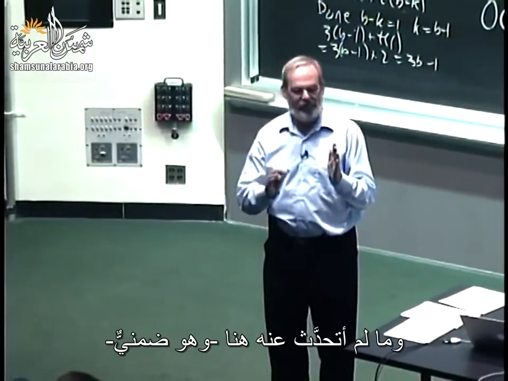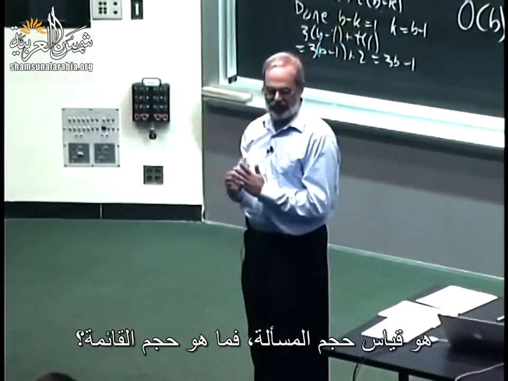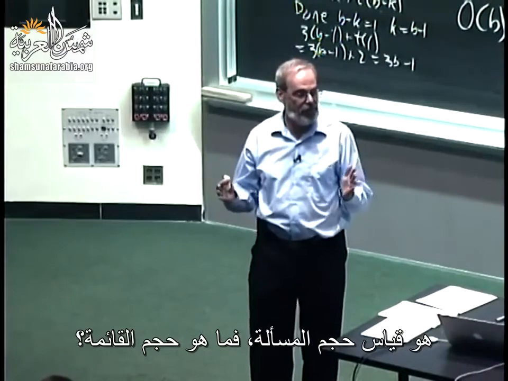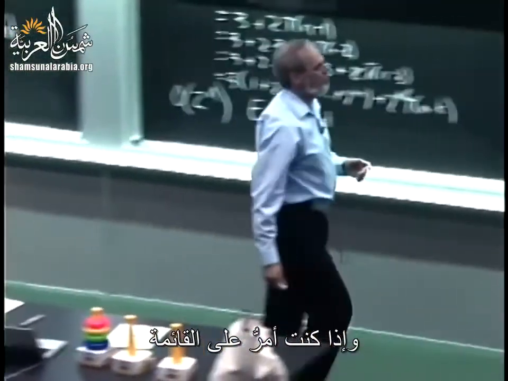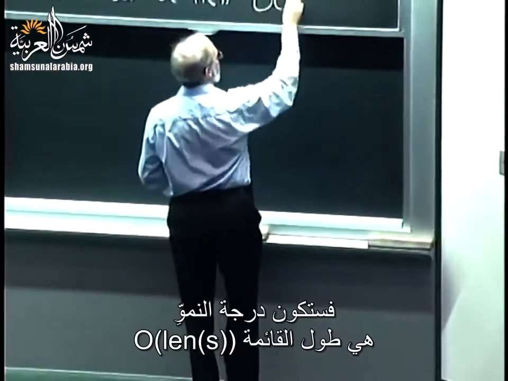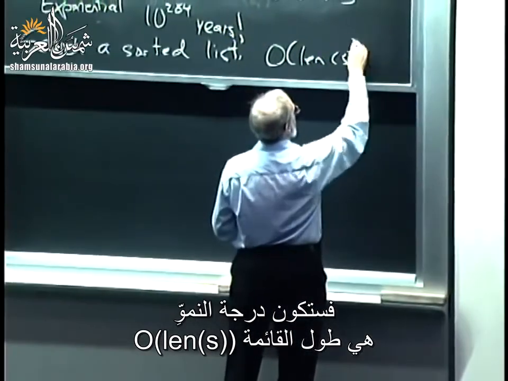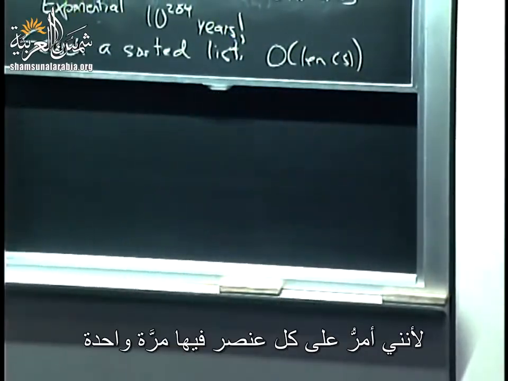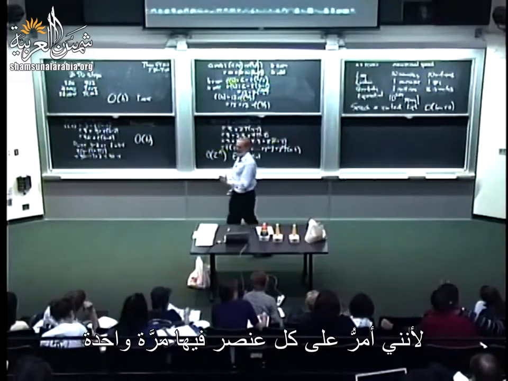So one of the things I didn't say, was sort of implicit here, is what is the thing I'm measuring the size of the problem in? What's the size of the list? And if I'm walking down the list, this is probably order of the length of the list S because I'm looking at each element once.